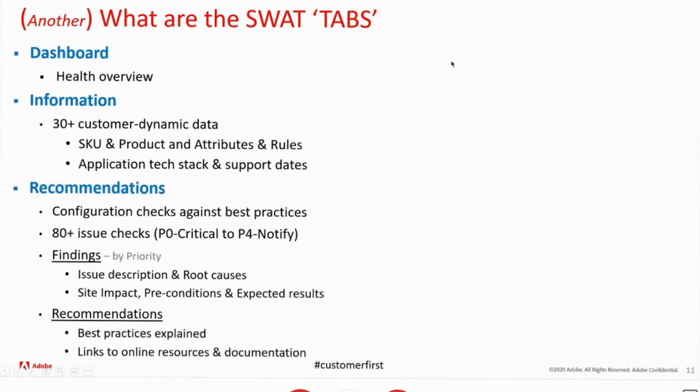We have a recommendations tab. Currently, we have over 80 issue checks, P0 being critical, which means your site's going to have issues very shortly, to P4. There are notifications that when your team has time, you should look at these. They may or may not make sense to fix them, but we see this on your site. And they're presented by a finding, what the issue is, what the root cause is, particularly what the site impact is. Is there any condition that you must do before fixing this finding, and what your expected results should be?